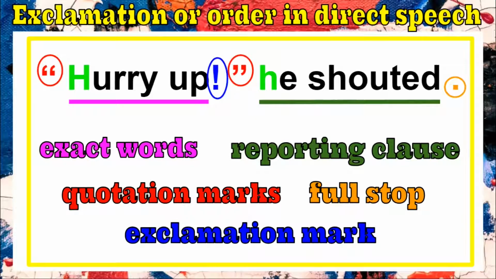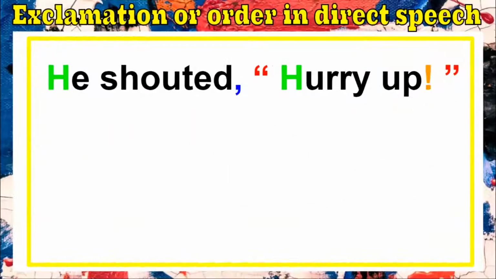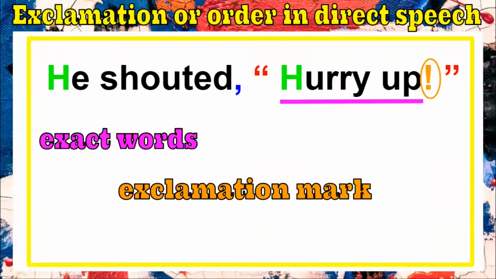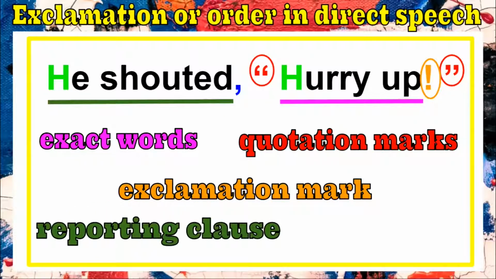This direct speech may be written in another way. He shouted, "Hurry up!" The exact words of the speaker are, "Hurry up!" It begins with a capital letter and it ends with an exclamation mark. It is an exclamation or an order. The exact words are enclosed in quotation marks. The reporting clause is, he shouted. It begins with a capital letter because it is written at the beginning of the direct speech. It ends with a comma.